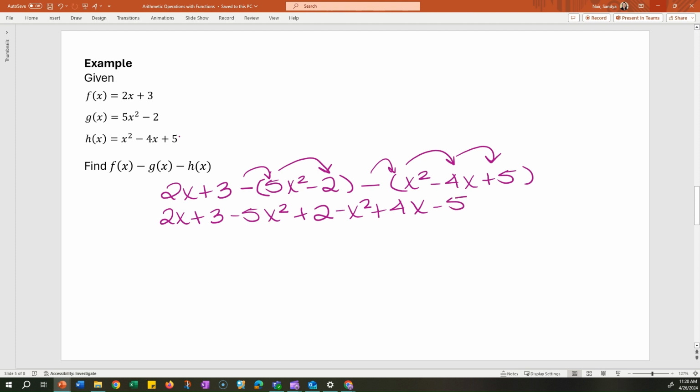So I'm going to start off with the x squared term so that our final answer is in standard form. So I have negative 5x squared minus x squared, so that's negative 6x squared. And then we have 2x plus 4x, so that's going to be plus 6x. And then we have 3 plus 2, which is 5, and then 5 minus 5 is 0, so we don't need to write that 0. It's just going to be negative 6x squared plus 6x.